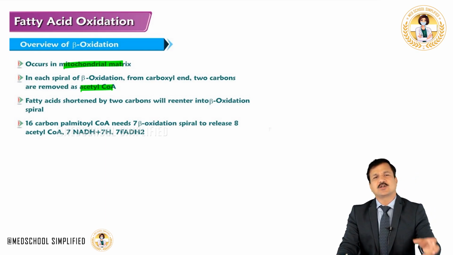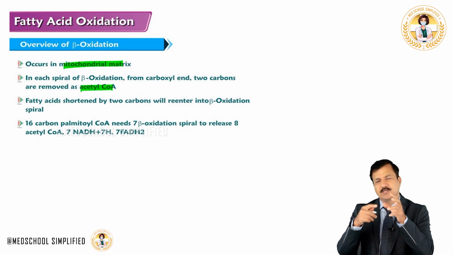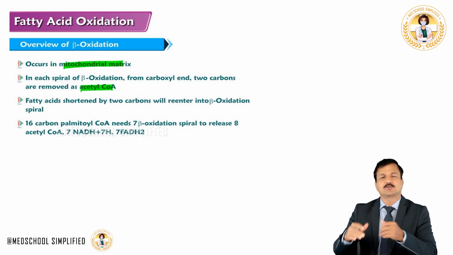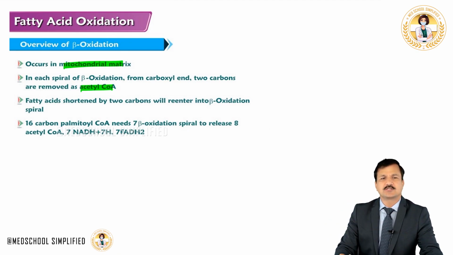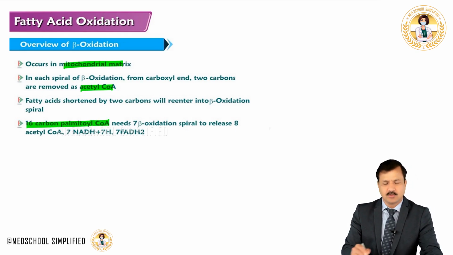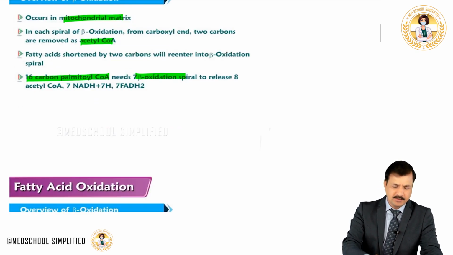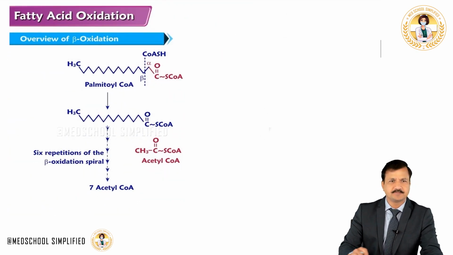Now the fatty acids are shortened by 2 carbons at the end of each beta oxidation spiral, and once shortened, it goes back into the next beta oxidation spiral, and the same mechanism runs and 2 more carbons are shortened. Like this, a 16 carbon palmitoyl-CoA will undergo 7 beta oxidation spirals to release 8 acetyl-CoAs, 7 NADH plus 7 H plus molecules and 7 FADH2. Let me show you that here in the figure.